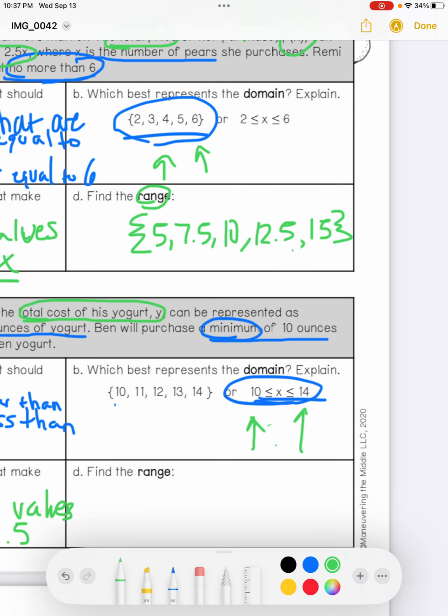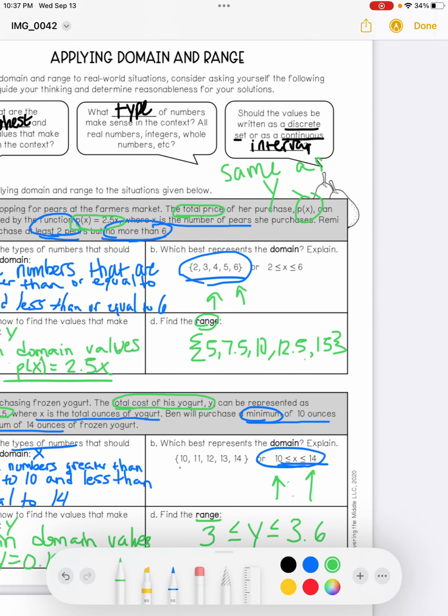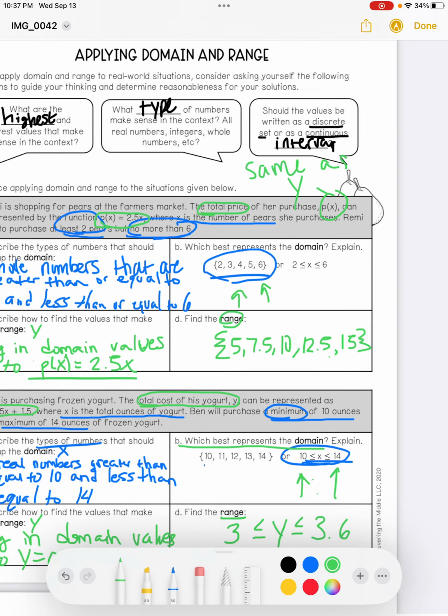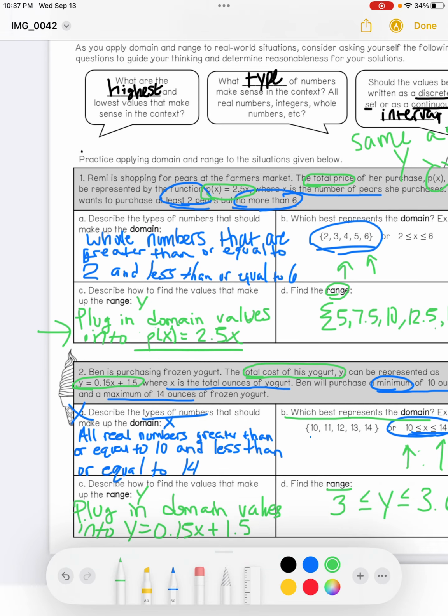So how do I write that? Well, it's range, so I use y values. I put my inequality symbols. And I say, well, what was my lowest cost? It was $3 from the answers that I got. And my higher cost was $3.60. And that's how you find your range. Okay? So basically, you find your domain by reading the problem. You take your domain and plug it in.